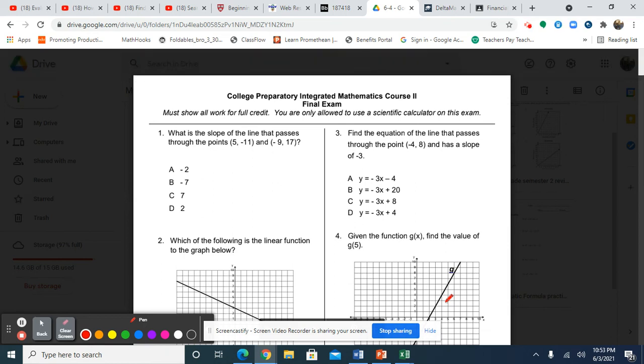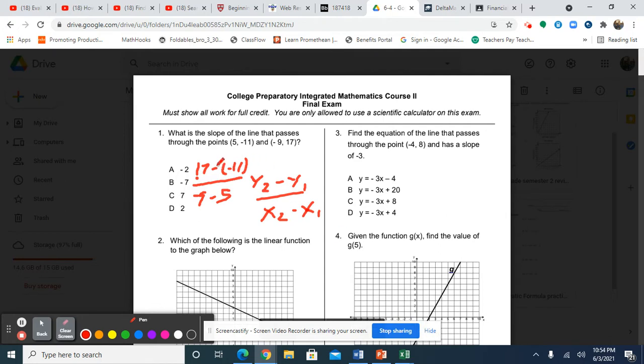Okay, so we're going to start off with number 1, where we're finding the slope of the points. Now the formula would be y2 minus y1 over x2 minus x1. It just basically means that we're going to subtract the y's and subtract the x's. So it's going to be 17 minus negative 11. Those are our y's. And then our x's are negative 9 minus 5.